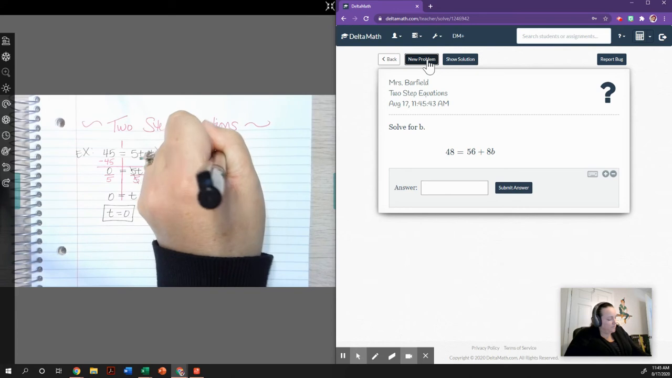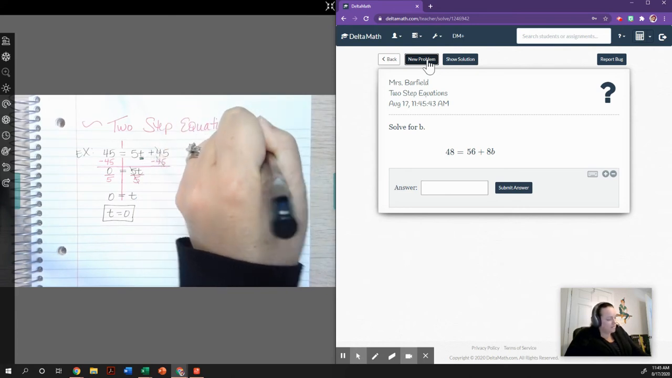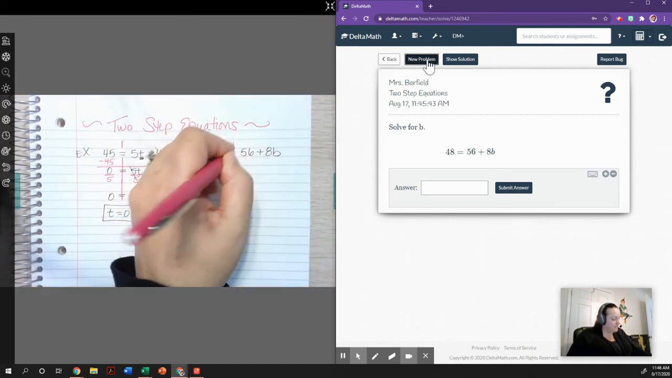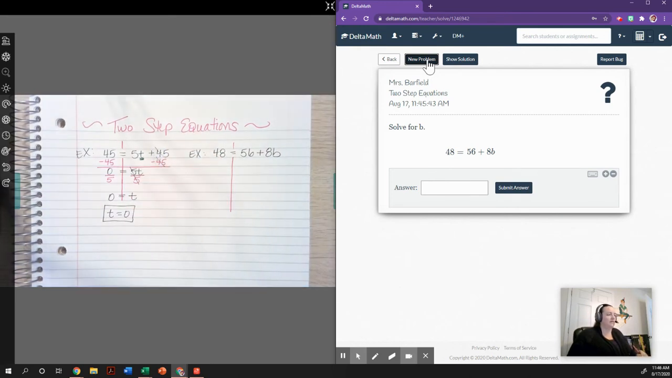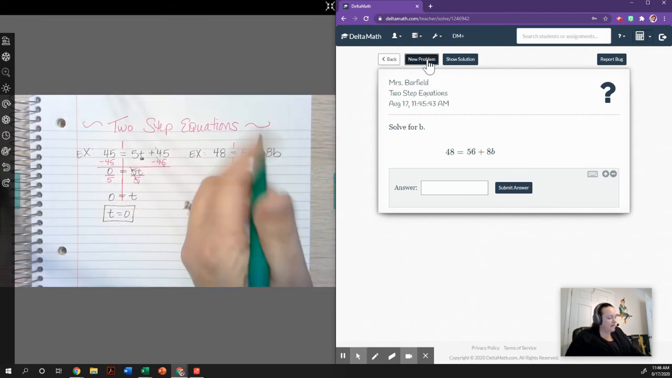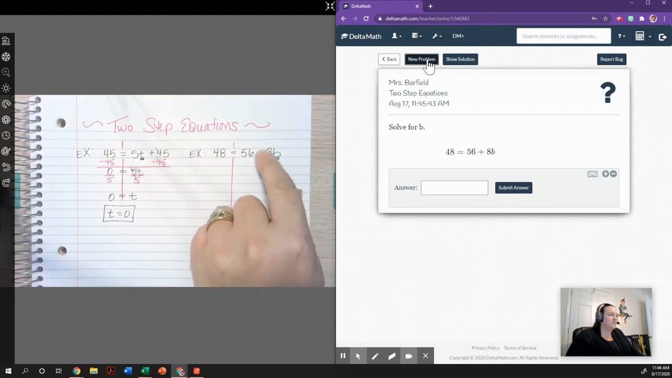Example: 48 equals 56 plus 8b. All right, so just like this last problem, there's my left and my right side, okay? And I'm trying to get b by itself. So I'm trying to isolate b, which means I have to get 8b, this whole thing, by itself, which means I've got to deal with this 56, okay?